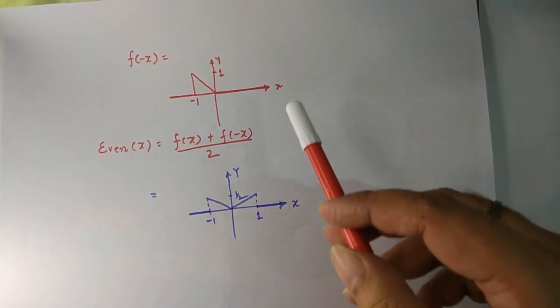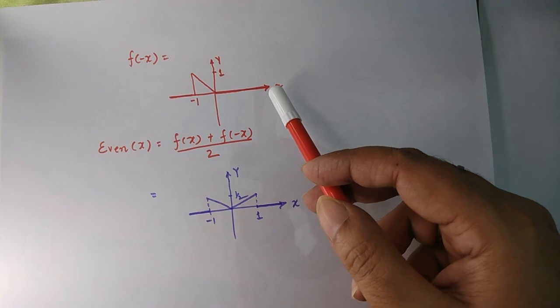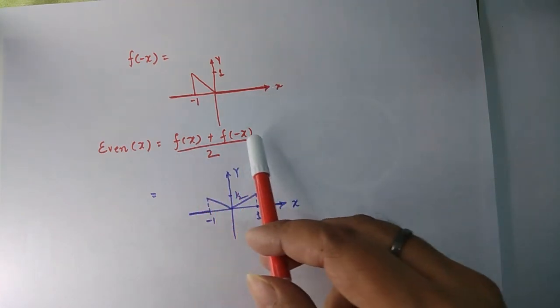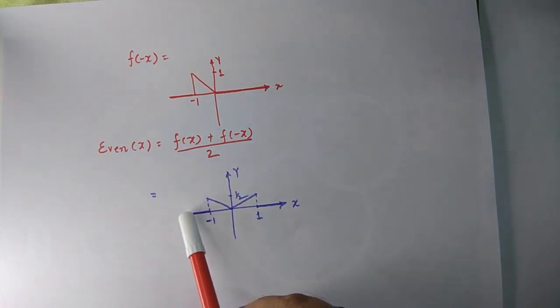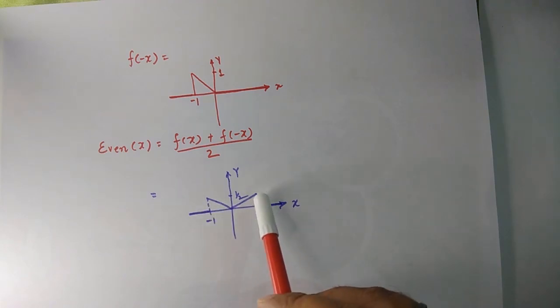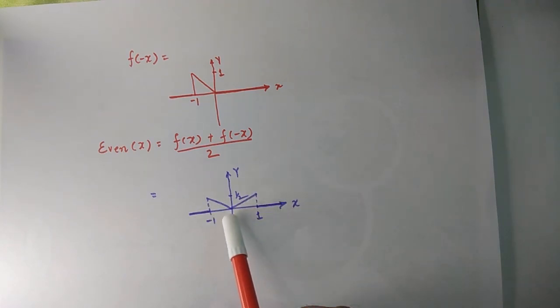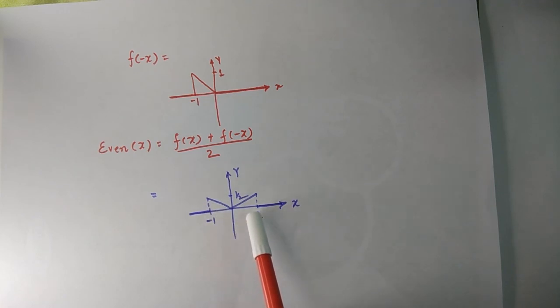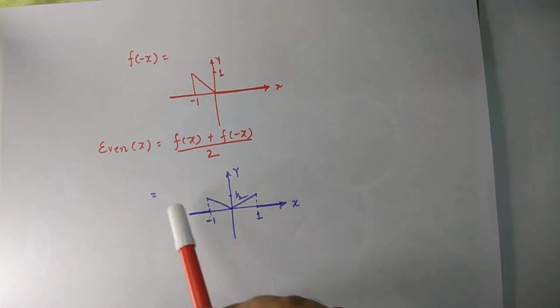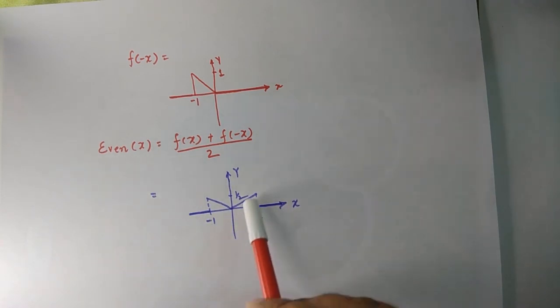So once we add f of x and f of minus x and divide by 2, we obtain a function whose graph will look like this. It is equal to the segment y equal to x by 2 in the closed interval 0, 1 and y equal to minus x by 2 in the closed interval minus 1, 0, and at every other point the function will be equal to 0. So the even part of f will be this function.